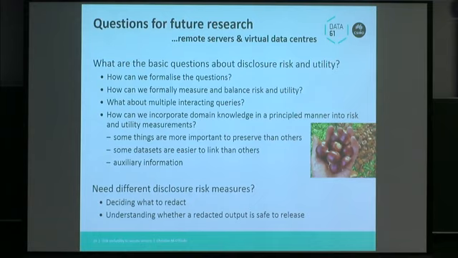The other really interesting thing that we do is we use disclosure risk measures in 2 different ways. So we use them to decide what to redact, and we use them to understand whether a redacted output is safe to release or not. And I think those 2 things are different. So I think we could usefully separate those 2 and get more pointy about each of them separately.